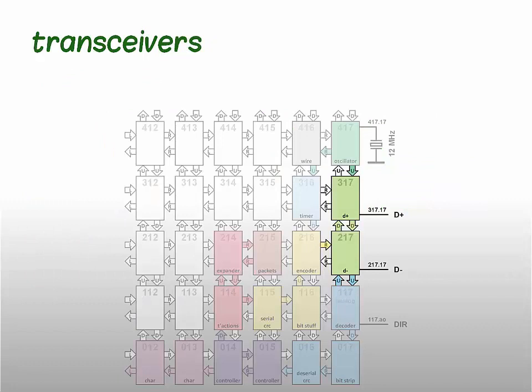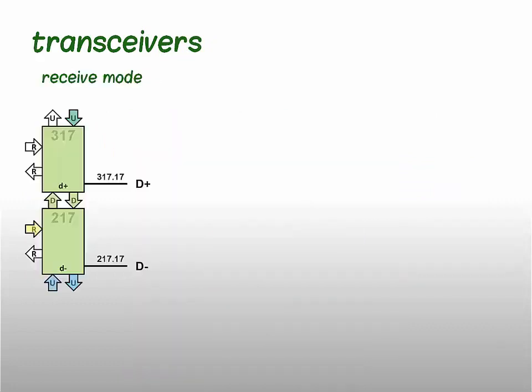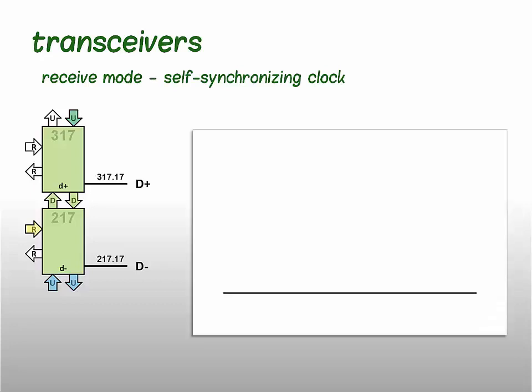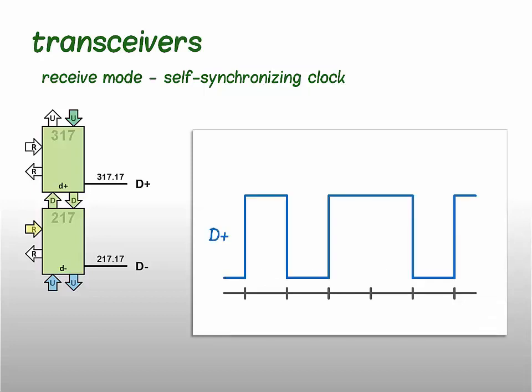We'll have a look at transceivers again, but now we'll see how they work in receive mode. The most challenging problem in receive mode is how to synchronize receiver's clock to incoming data. A solution to this problem is a self-synchronizing clock. The algorithm is first explained graphically. Assume this is a time axis with marked 16t intervals. This would be a signal on D+ line.